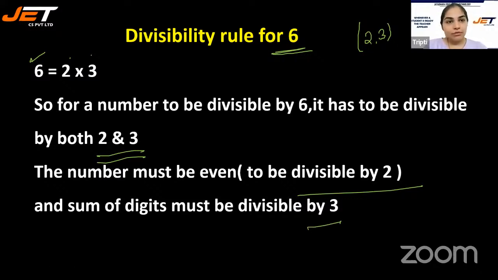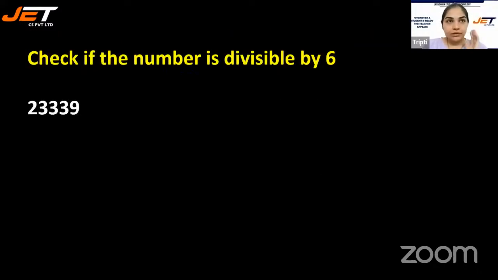Okay. So you have to apply both the divisibility rules of 2 and 3. The number must be even to be divisible by 2 and the sum of digits must be divisible by 3. You have to check for both 2 and 3. Remember that. Check if the number is divisible by 6 or not. So to know the divisibility rule of 6, you should know for 2 and 3.